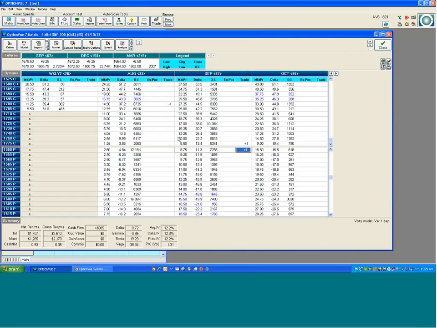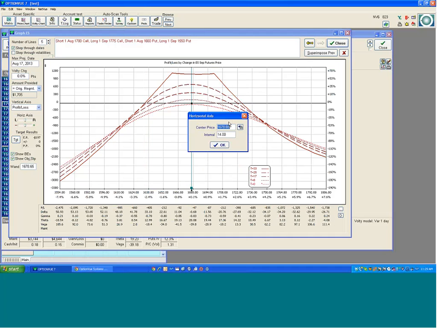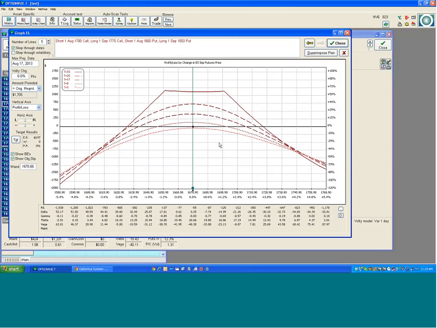so that now we have a 4-legged position, a long deferred month strangle in September, a short closer in strangle in August. That gives us a neutral position with positive theta and a negative vega. Let's look at the graph of this. And I'll change the scaling to 10 points on the x-axis. This would be a strangle swap that, like the other positions, earns positive time decay, positive theta.